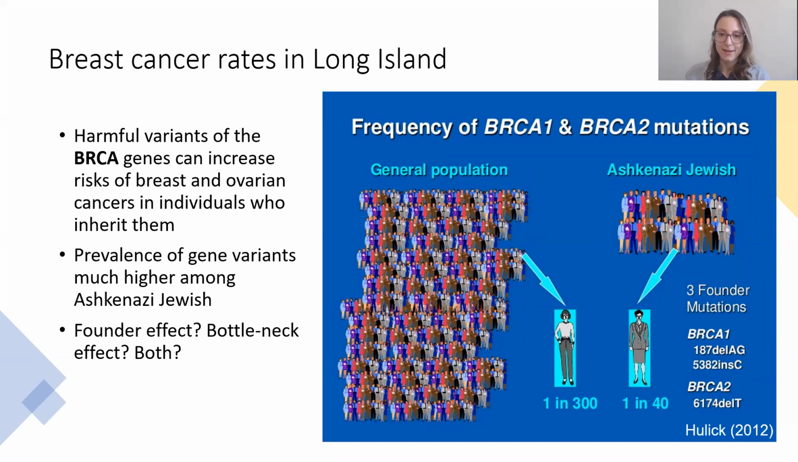Now, how does that actually translate to differences? Well, it's said that Ashkenazi Jewish women have about a 2% higher risk. So that means 1 in 40 women are going to be carriers of that gene, compared to the general population, which is about 1 in 300 women. So that's a pretty significant increase in risk.